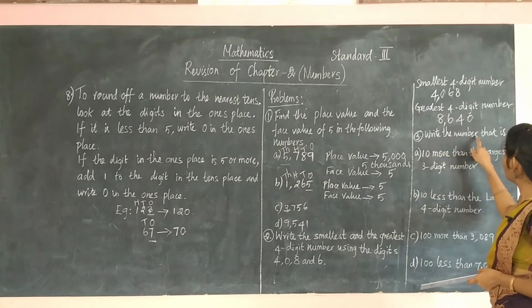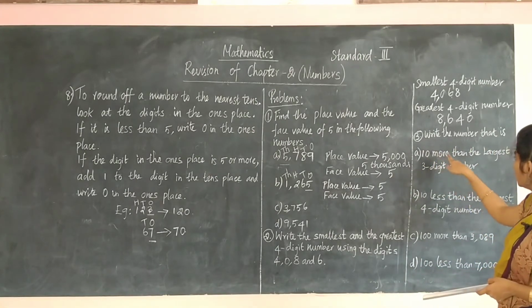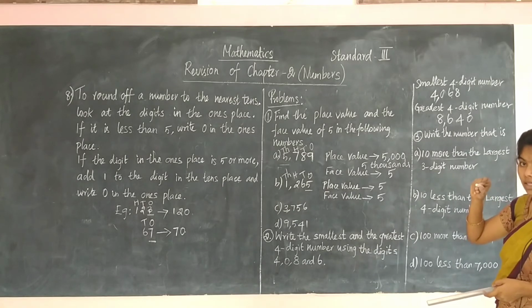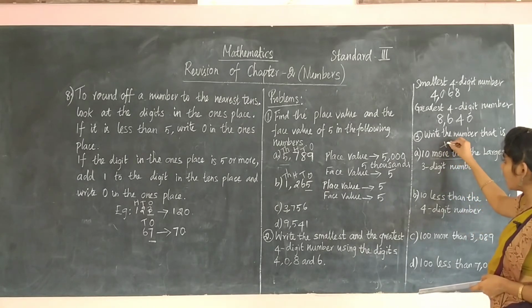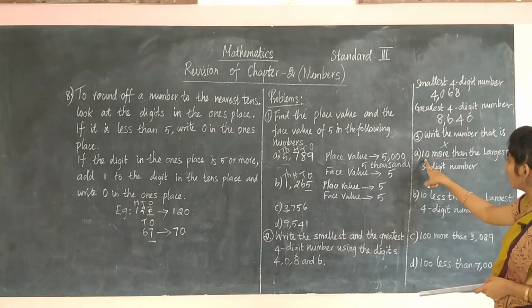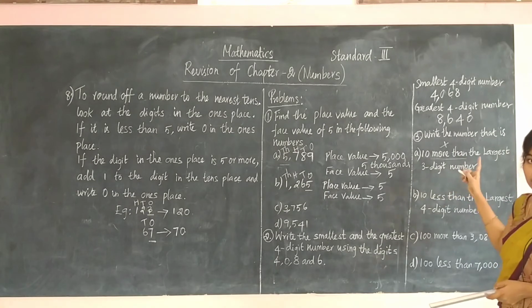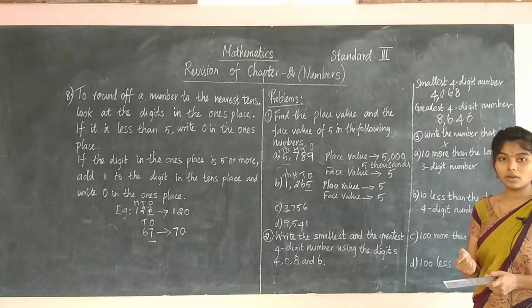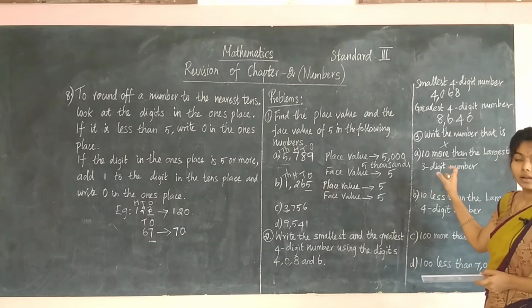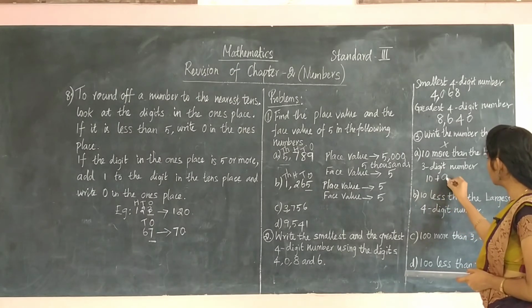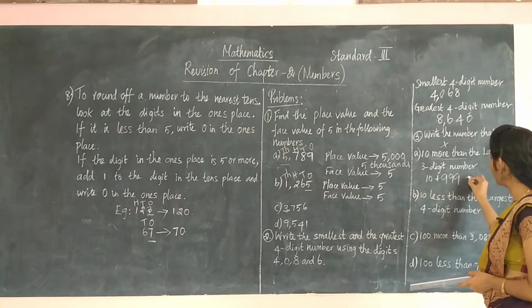Then the next one is: write the number that is 10 more than the largest 3-digit number. What is given here? 10 more than. More than means what we have to do? We have already learned: more than means we have to add the numbers. Which number do we have to add? 10 plus the largest 3-digit number. What is the largest 3-digit number? It is 999. So we have to add 10 to that largest number. 10 plus 999.